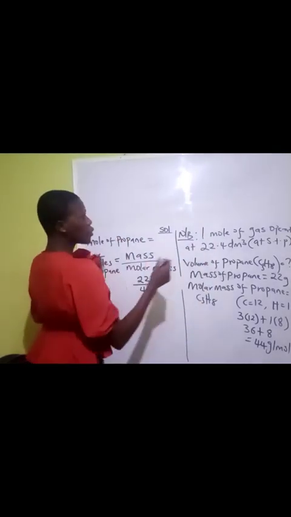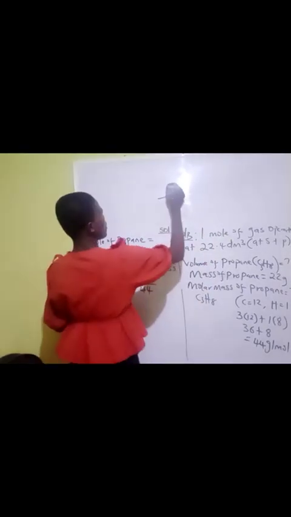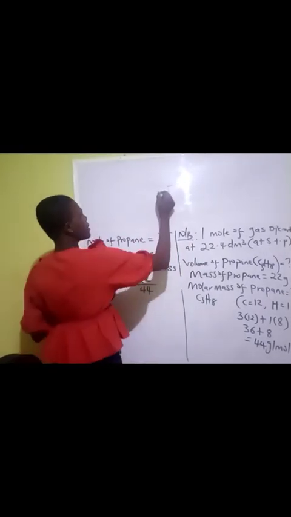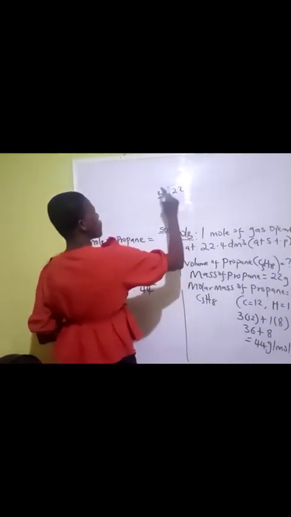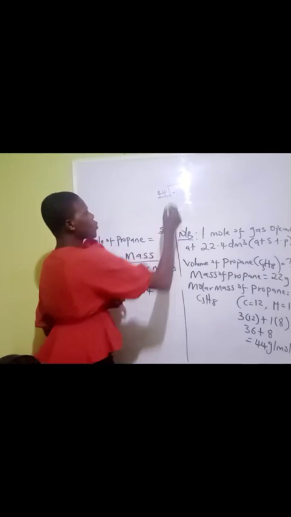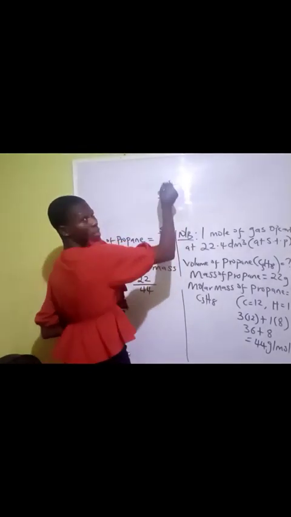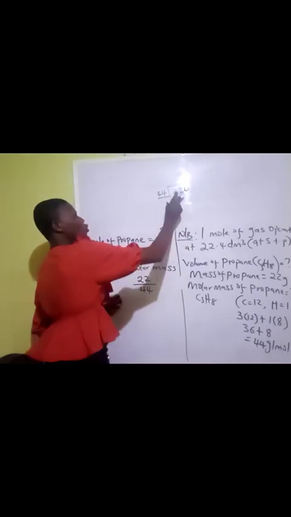Okay, so when we use the long division method, let's see how it goes. 44 will be the divisor, and 22 will be the dividend. So 44 into 22, what? It will not go. So we have 0 point. Put your decimal point. We add 0 here. 44 into what?